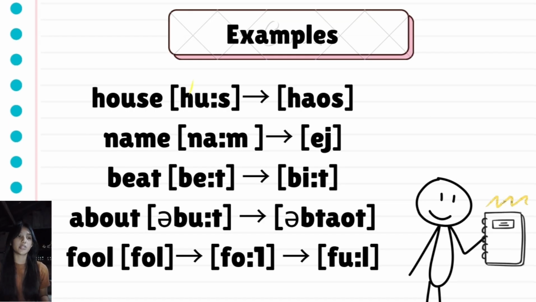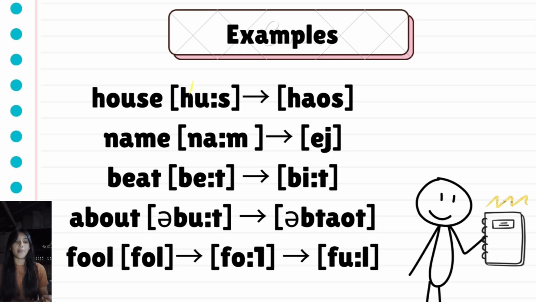So these are examples of the Great Vowel Shift. Like our modern pronunciation of house. In the past, it was pronounced like hoos. It was pronounced hoos, but today it is pronounced house. The second one is name. The modern pronunciation is name, but in the past it was pronounced nahm. The third one is beat, but in the past it was pronounced as bayt.